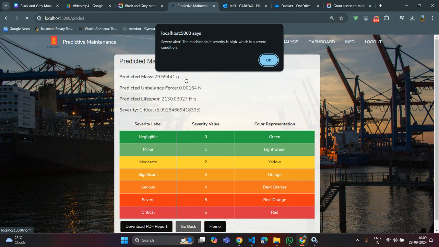See, I have given the severity mapping here. If the severity value is 0, it is negligible. If it is 1, it is minor. If it is 2, moderate. And if it is 6, it is critical. If the problem is very critical, you need to take action right now. So see, it also shows the alert that high maintenance is required.